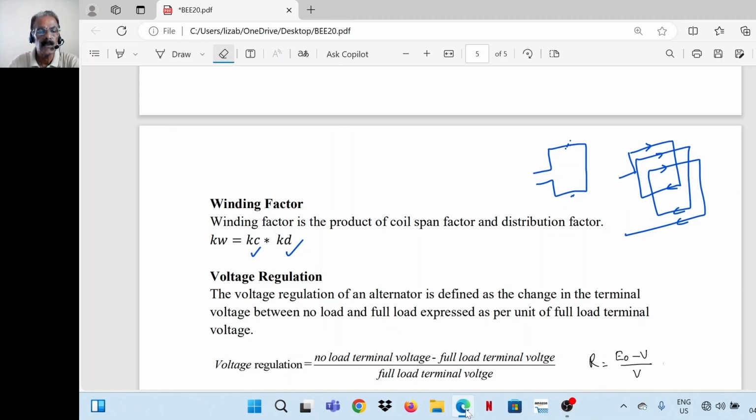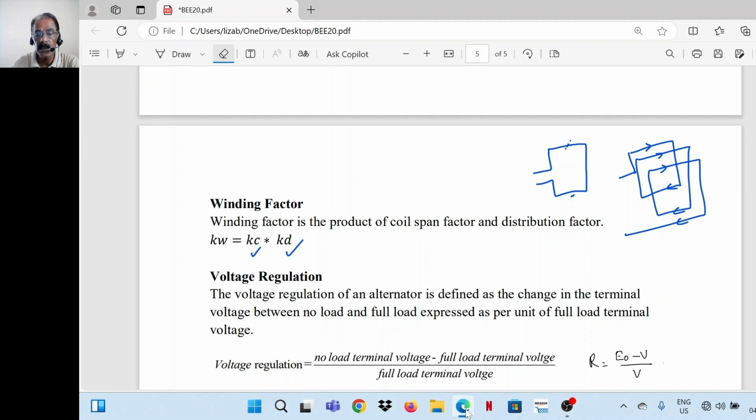So the next term is voltage regulation. This is also a very important term in the study of alternators. It is defined as the change in terminal voltage between no load and full load, relative to the full load terminal voltage. As an equation, you can write it as no load terminal voltage minus full load voltage, divided by full load voltage. That is called the voltage regulation. Or R is equal to E naught minus V divided by V.